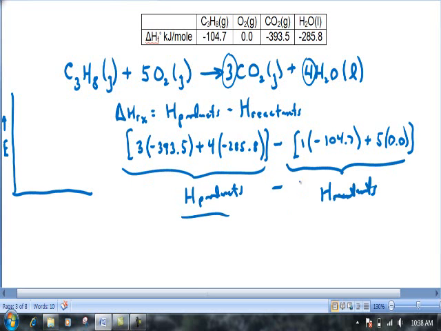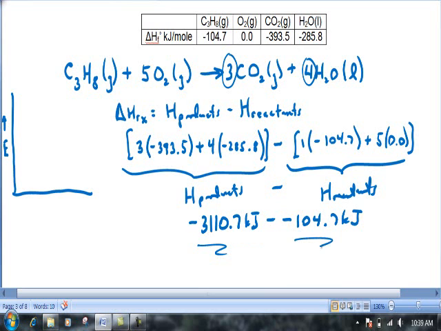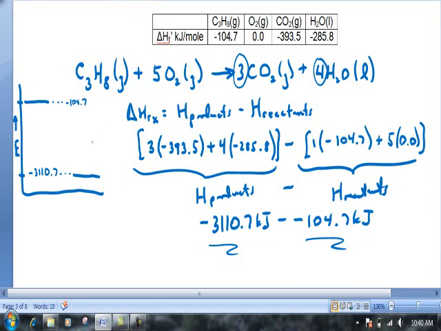We add up all the enthalpy values for all of our reactants, and here we'll notice oxygen has a value of 0 because oxygen is an element in its naturally occurring state. The value we get for our products is negative 3,110.7 kilojoules. The reactants is negative 104.7 kilojoules. These values would let us know the levels of enthalpy we're at in our graph.